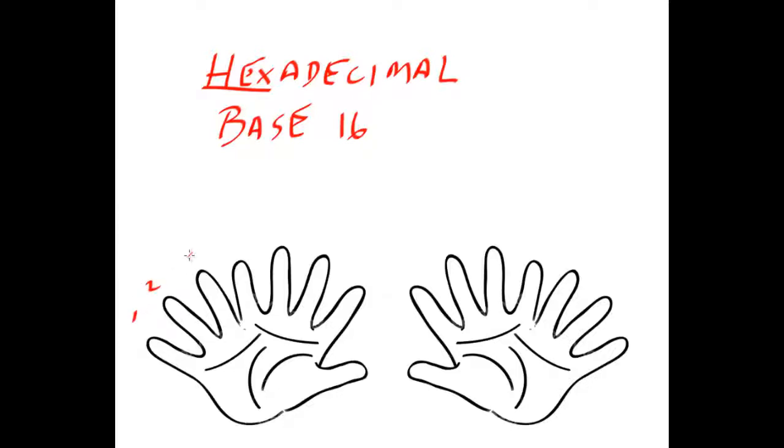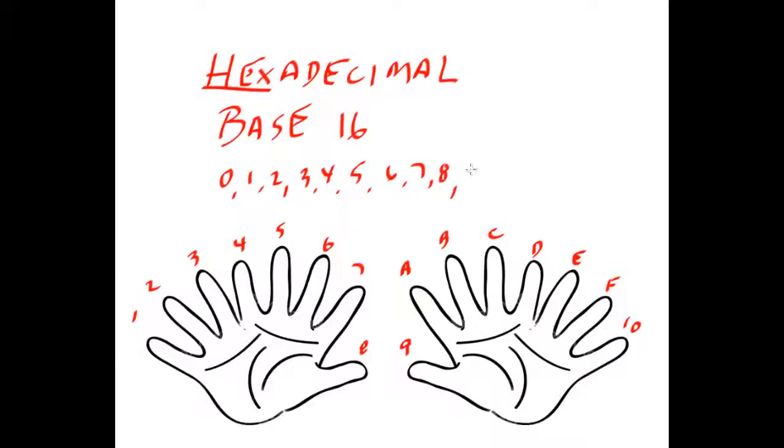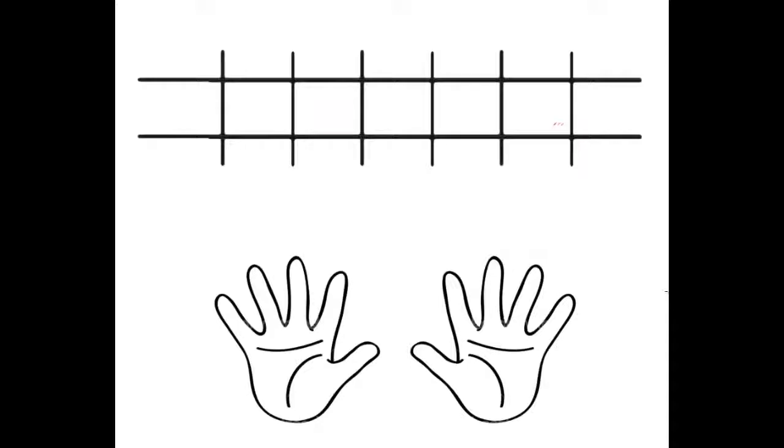1, 2, 3, 4, 5, 6, 7, 8, 9. And we know we want to get to one set of 16, so what do we do with these? So we're going to go with A, B, C, D, E, and F. So our digits in base 16 would be 0, 1, 2, 3, 4, 5, 6, 7, 8, 9, A, B, C, D, E, and F. 16 digits.